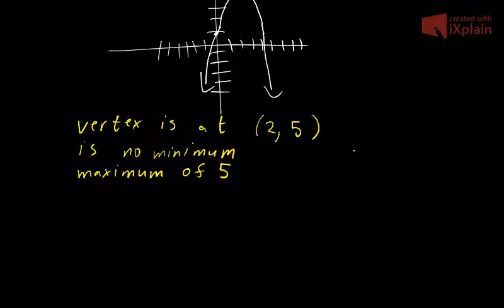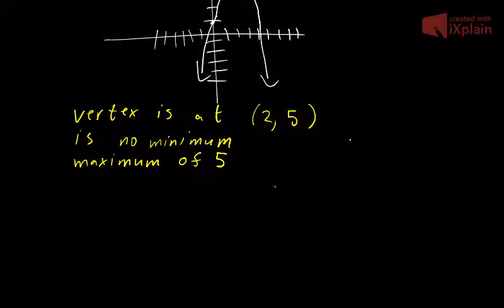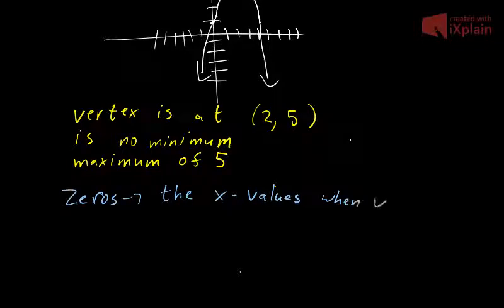So I got one more bit of vocab for us, and that's the zeros of a function, or the zeros of a parabola. They are the x values when y equals 0. So I'm looking for the x values when y equals 0.